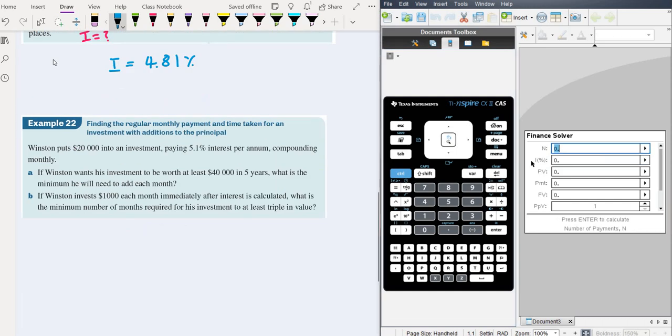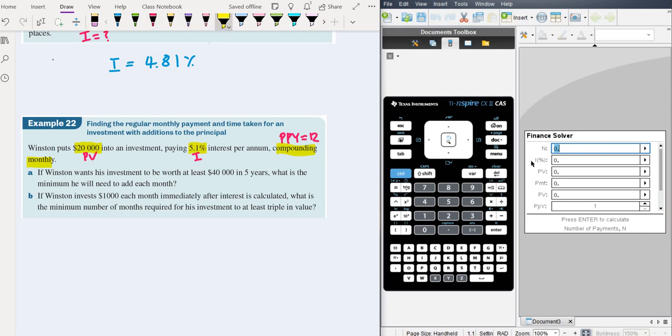All right, this last example says Winston puts $20,000 into an investment, paying 5.1% interest per annum. So we know that this is our present value. This is our interest rate. And it says it compounds monthly. So we know that our payment per year is 12.